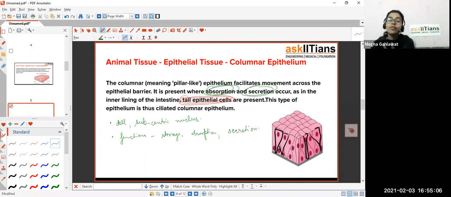Now, the most important part about the columnar epithelium is that these are present in the lining of the small intestine, and they help in the absorption of a lot of digested food. Apart from that, these are also present in the lining of the stomach, and in the lining of the stomach, they help in the protection of our stomach by secretion of a substance called mucus. And that mucus substance is highly basic in nature, not basic basic, but basic as in acid base.